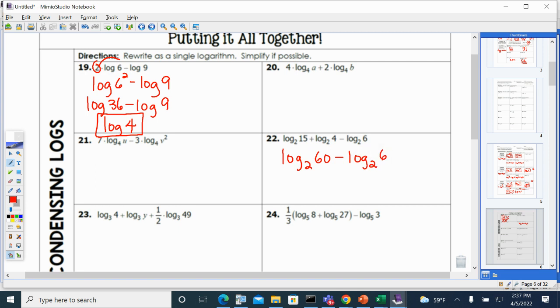And then from here, I can condense even further. Now there's a minus between, which means I need to divide the 60 by the 6. 60 divided by 6 is 10. So we get log base 2 of 10.